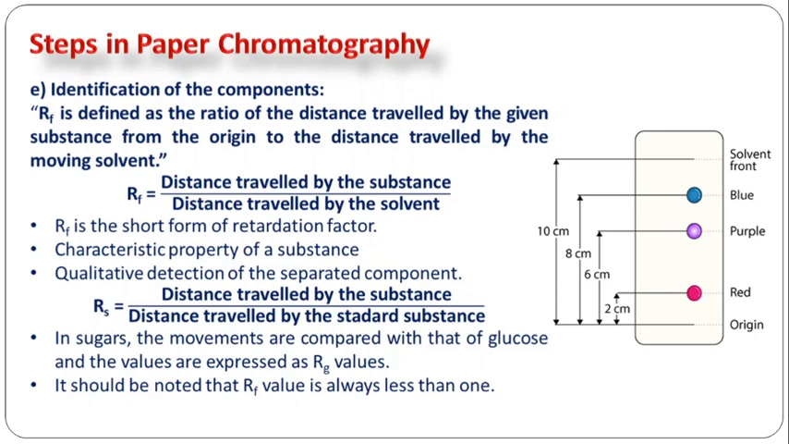In some cases it is observed that the solvent front goes beyond the end of the paper. In such a case it is more convenient to express the movement of any substance by comparing it with the movement of some standard substance. This is represented by RS, a retardation factor with respect to the standard. In sugars, the movements are compared with that of glucose and the values are expressed as Rg values.